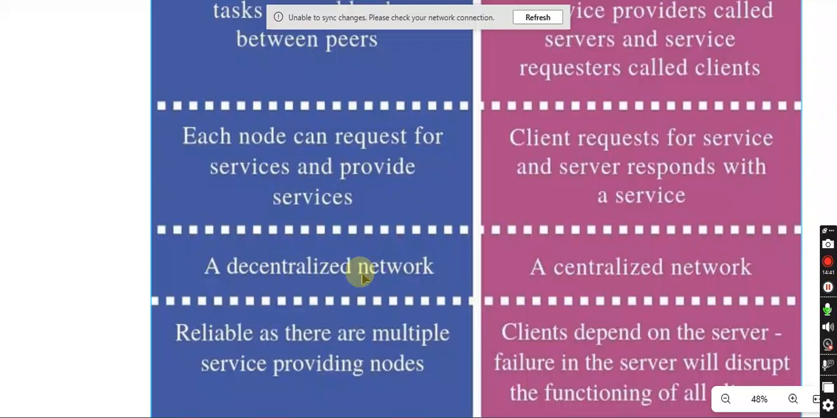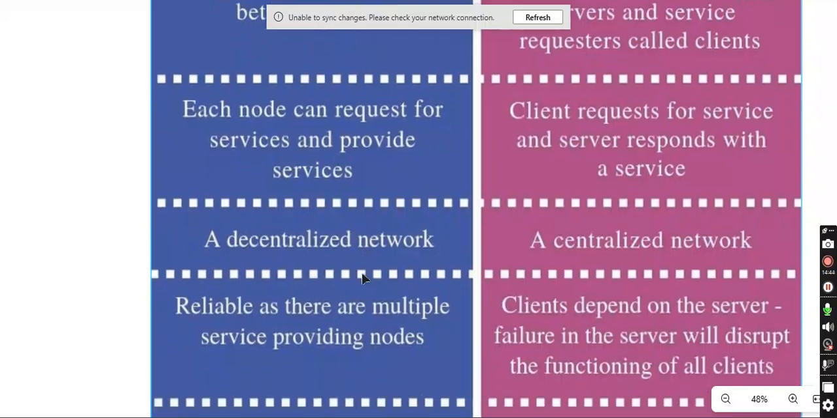Now what is a decentralized network? Decentralized means there is no center between them. The corresponding centralized network has a central server among them that can deal with all the services they offer. But in a decentralized network, they are all connected to each other, not to a central server.